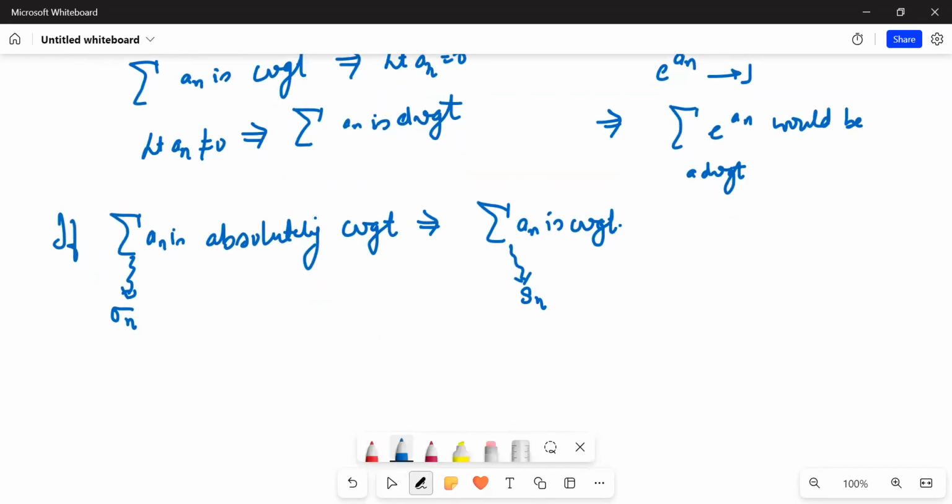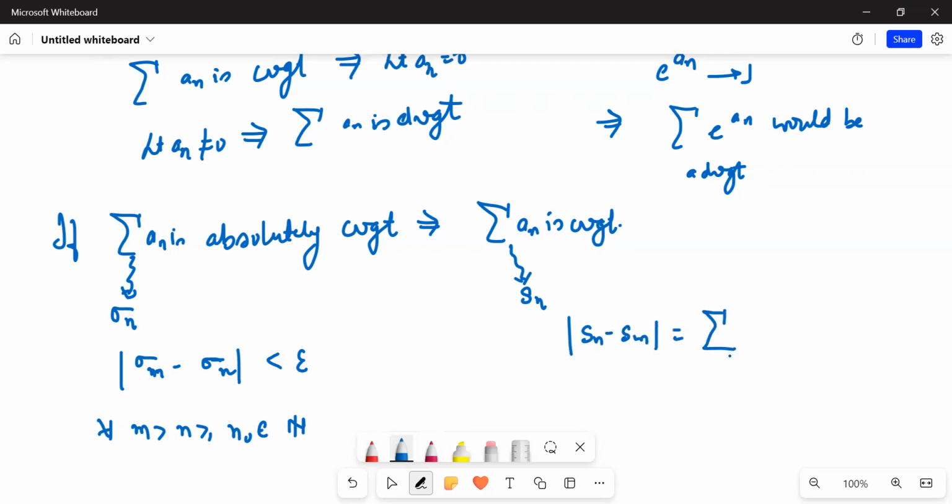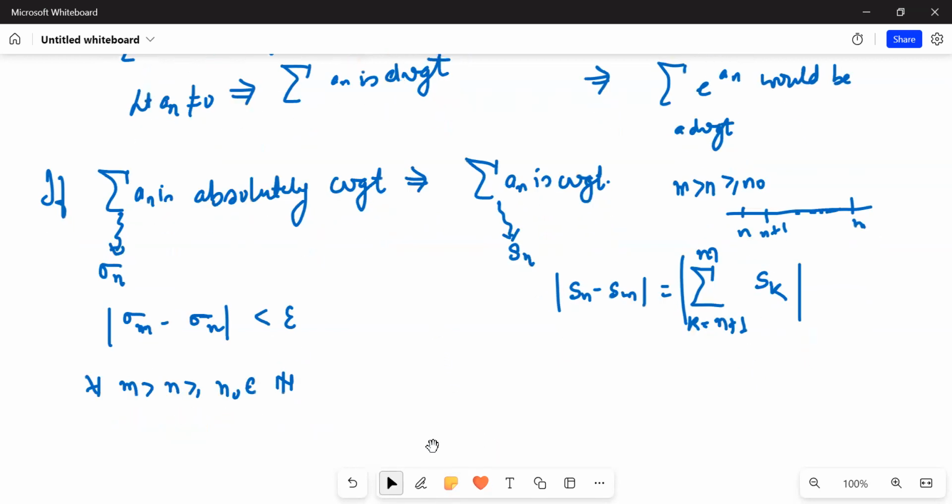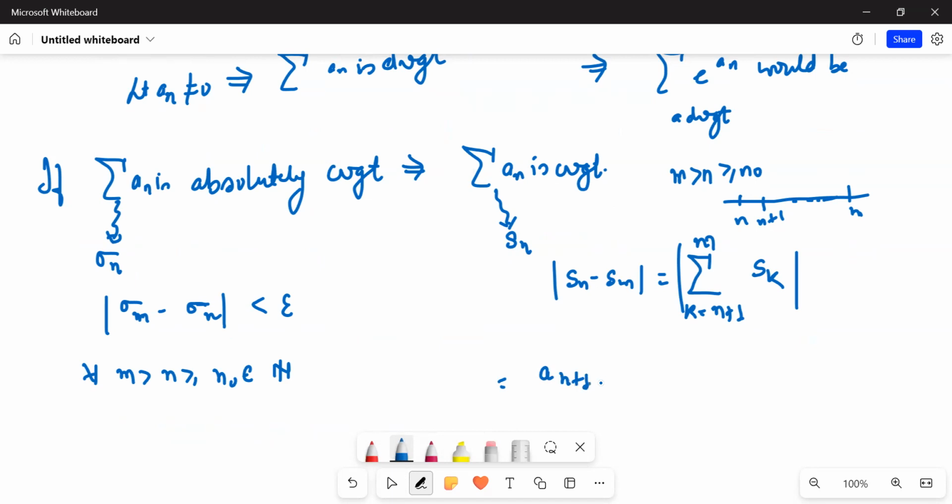If summation an is absolutely convergent, then we can say that sigma m minus sigma n, for all m greater than n greater than or equal to n naught, belonging to natural numbers, is equal to the summation from k equals n plus 1 to m of modulus ak, which equals modulus an plus 1 plus modulus an plus 2 plus modulus an plus 3, up to modulus am. Sigma m and sigma n are the partial sums of this absolute value series.